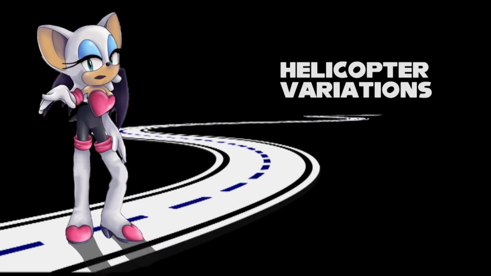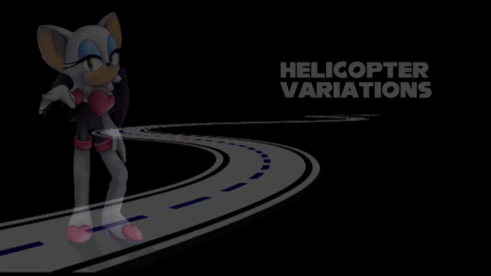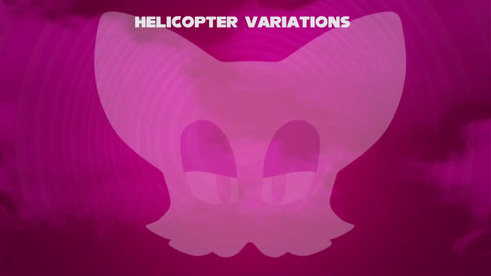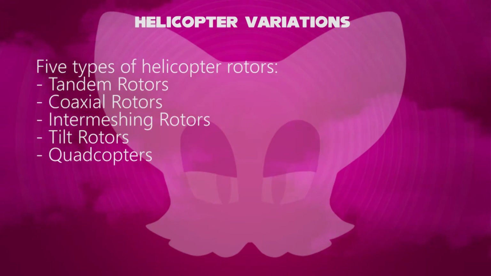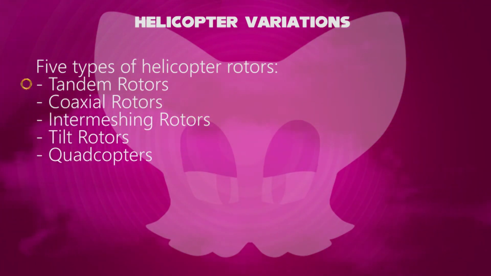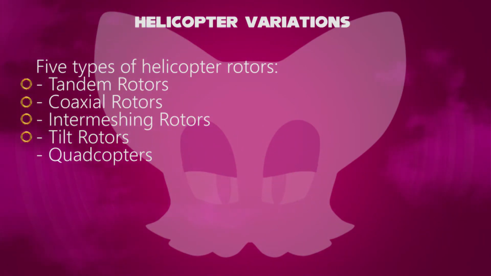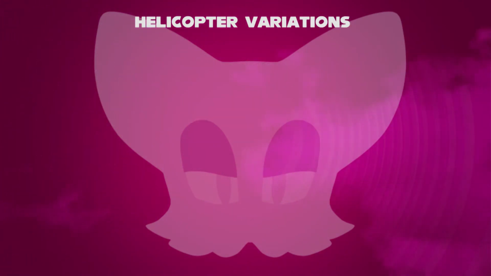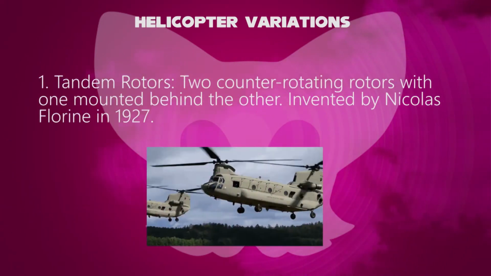We will talk about helicopter variations. As before, we discussed basically about helicopters. There are 5 types of helicopters in detail: tandem rotors, coaxial rotors, intermeshing rotors, tilt rotors, and quadcopters. Let's start with tandem rotors.